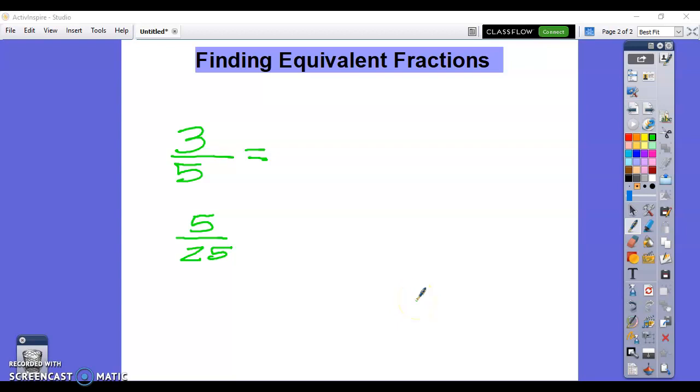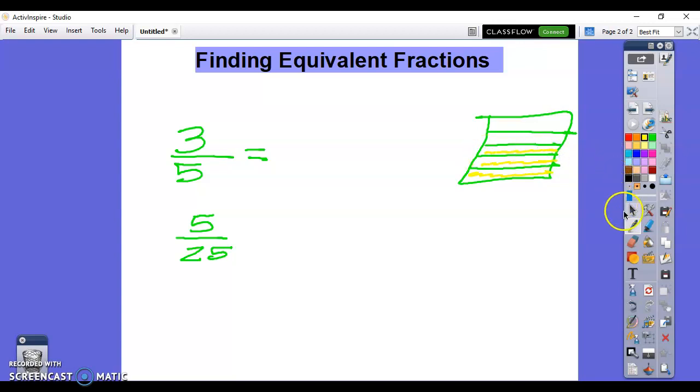Okay, I'm going to show you a couple different ways to find equivalent fractions. So equivalent fractions for 3/5. So what I can do, I'm starting with, let me draw the visual model here. So break this into fifths. And then I'll color in 3. So 1, 2, and 3.